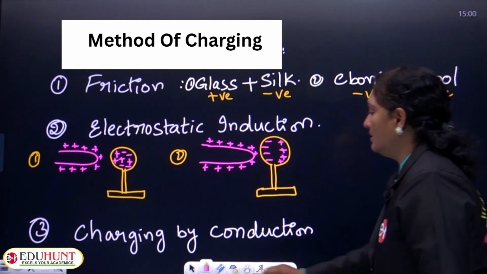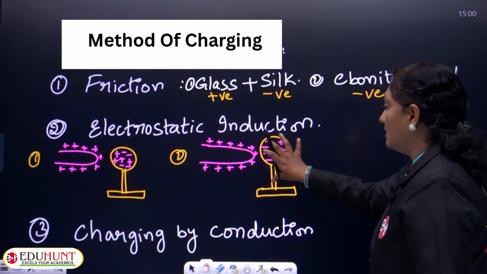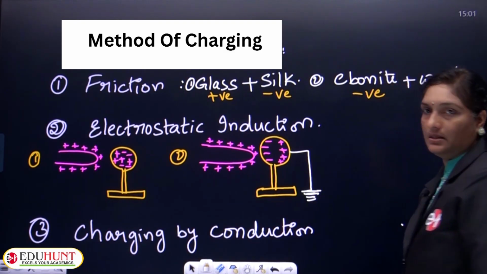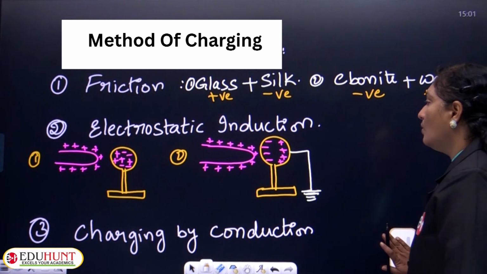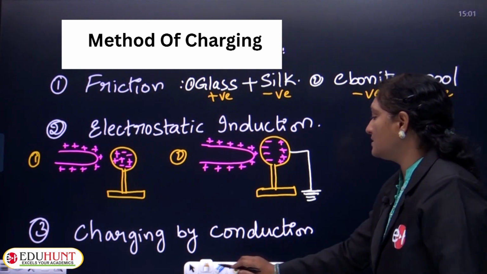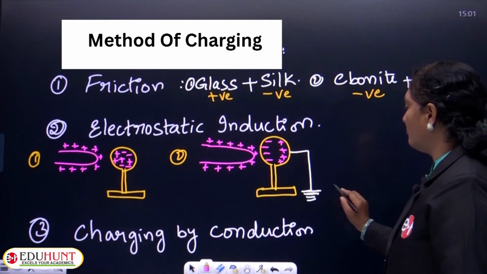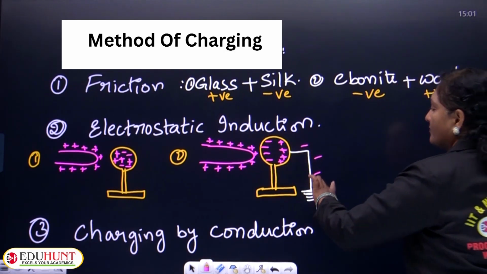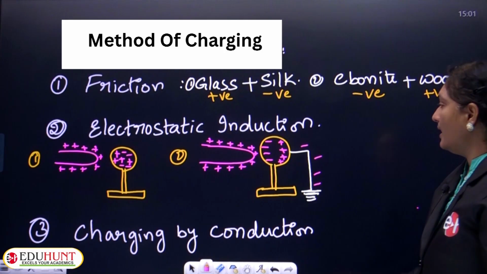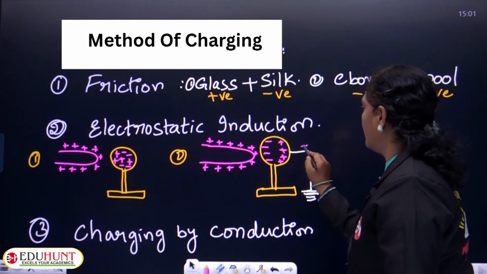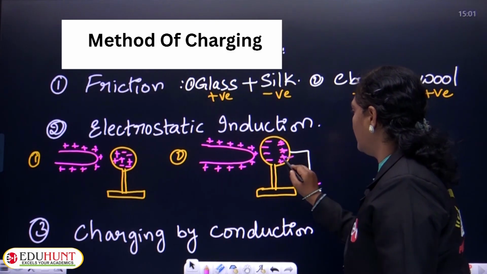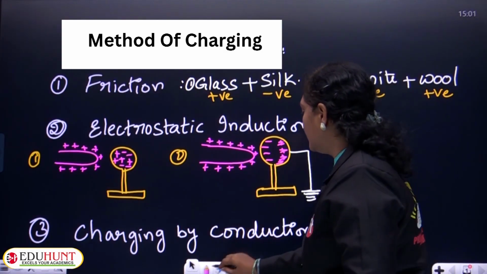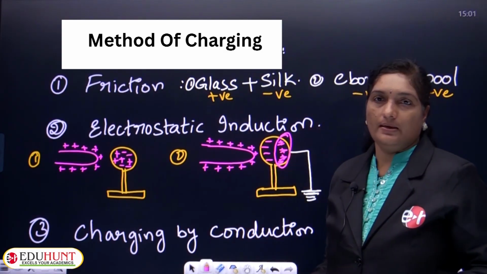So, whenever this conductor is connected to the earth, what we see is the electrons from the ground move to the conductor, and all these plus and minus charges are nullified. Again, these become neutral.